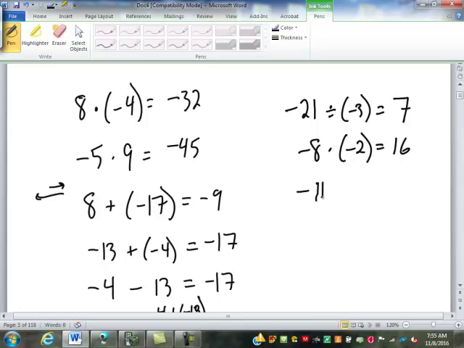Negative 11 minus negative 6. Negative 5. Very good. That becomes a negative 11 plus a positive 6. So negative 11, positive 6. Perfect.